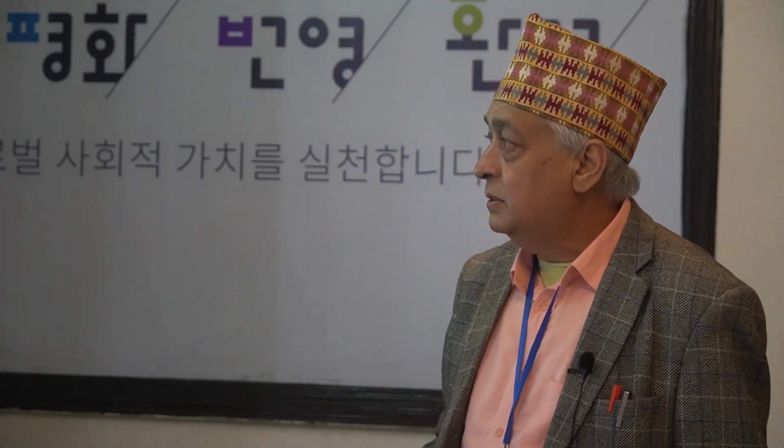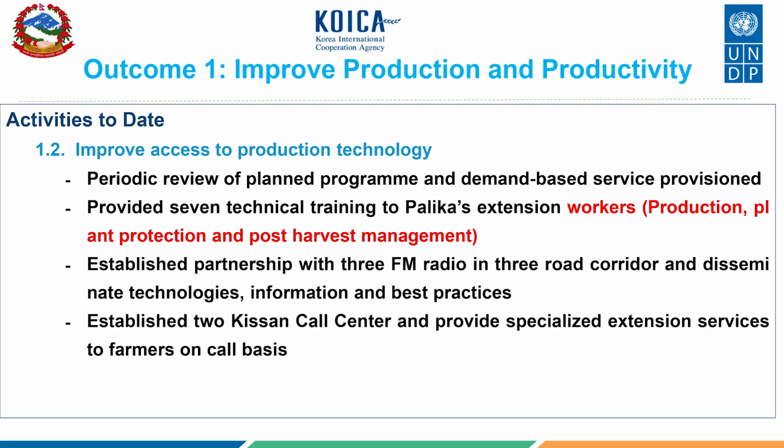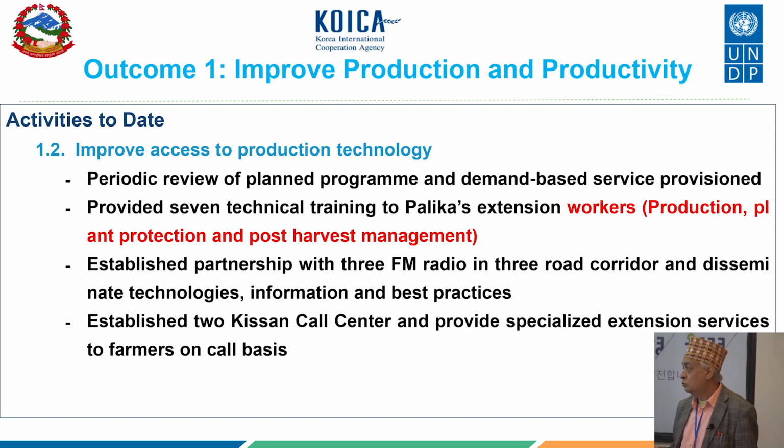So again, to improve access to production technology, we periodically review the plan and program of palika based on their demand, and also provide technical training. So far we provided 7 technical trainings to agriculture extension service providers in palika. Basically that training is on production, plant protection, and post harvest management, because these are our major areas that we have to work with. So far we have completed 7 trainings, and more than 200 technicians we have already trained in palika.